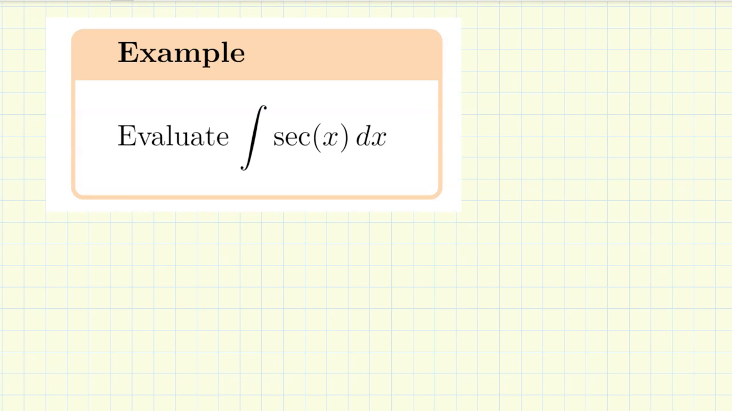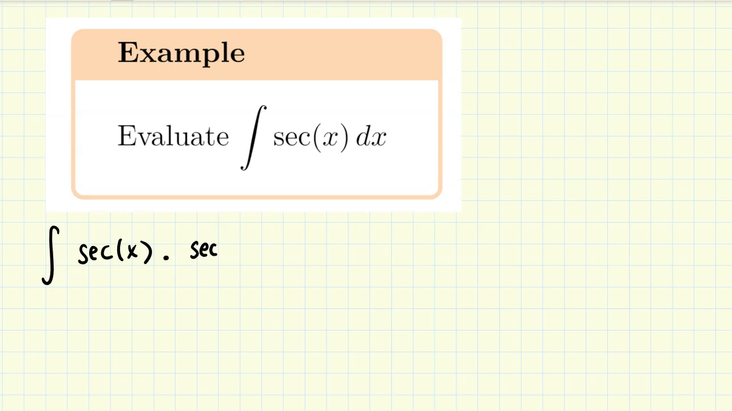This example asks us to evaluate the indefinite integral of secant of x dx. And this question is going to require that we do some algebraic manipulation as well as u substitution. So I'm going to start off with my original indefinite integral, and we're going to multiply secant of x with a fancy version of the number 1. I can only multiply by 1 because otherwise I would change the value of my integrand.